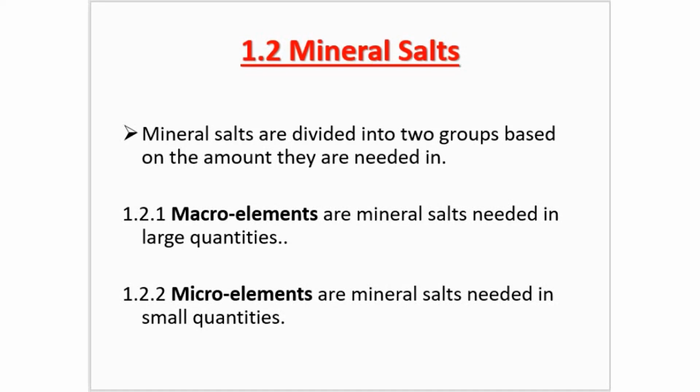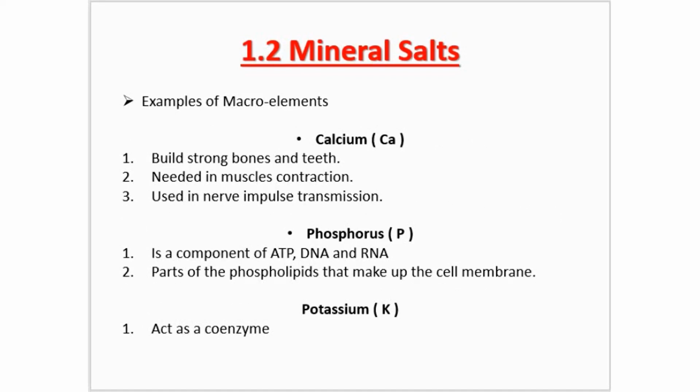So the macro elements are needed in large quantities, hence macro. And then micro elements are mineral salts that are needed in smaller quantities. Now let's look at the examples. These are the examples of macro elements, the ones that are needed in large quantities.